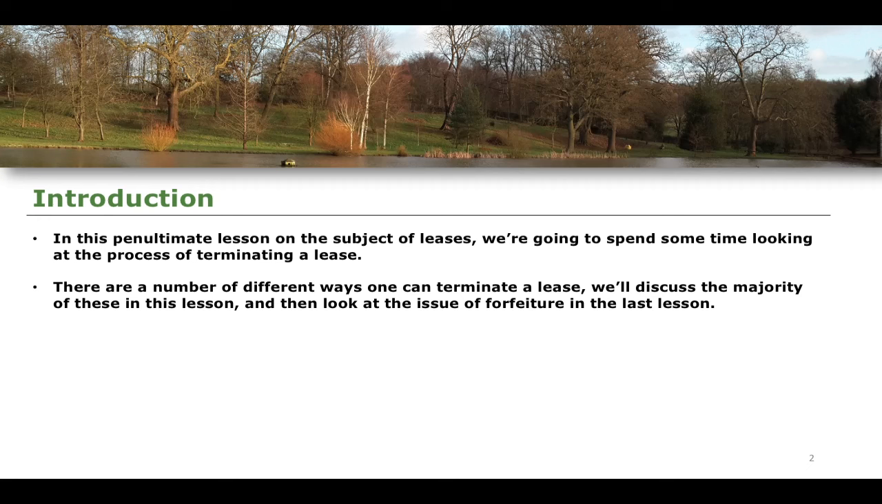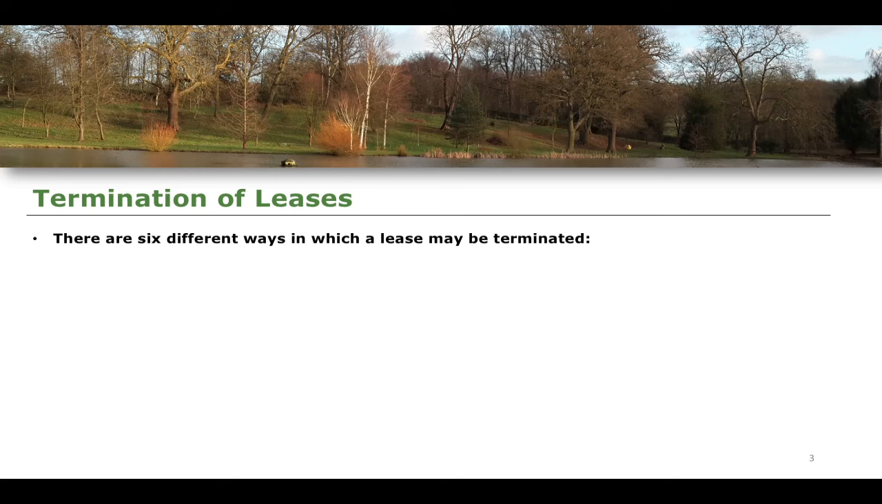So, the termination of leases can be achieved in one of 6 different ways. You have expiry, you have notice, you have surrender, you have merger, you have repudiatory breach, and then finally you have forfeiture. We're going to deal with expiry all the way down to repudiatory breach in this lesson, and then, like I said, one more time for the record, the next lesson is going to cover the issue of forfeiture.